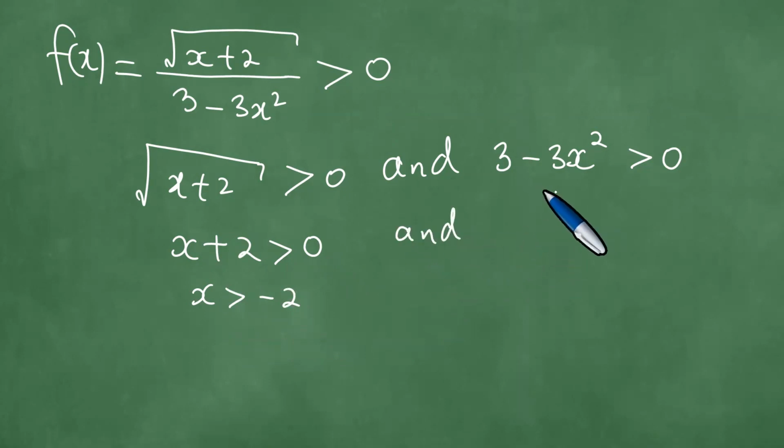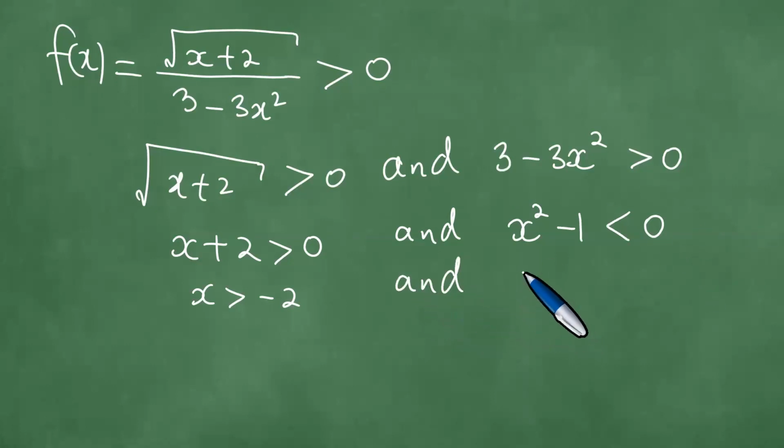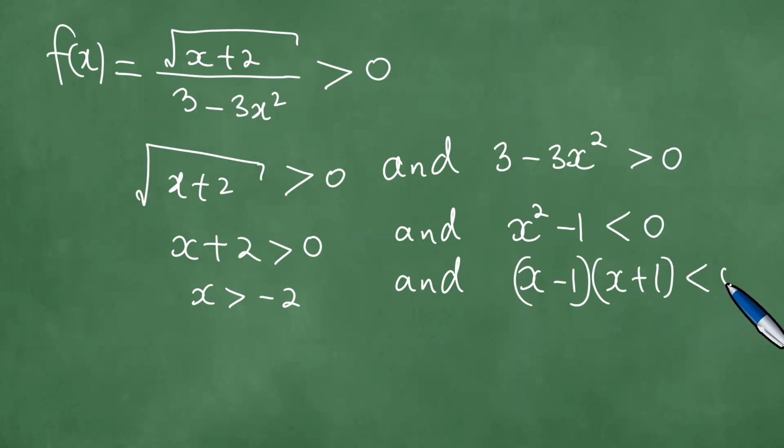Simultaneously, we can divide through by minus 3, getting x squared minus 1 is negative, because if you divide by a negative number, the inequality changes direction. We factorize and we have x minus 1 times x plus 1 is negative.